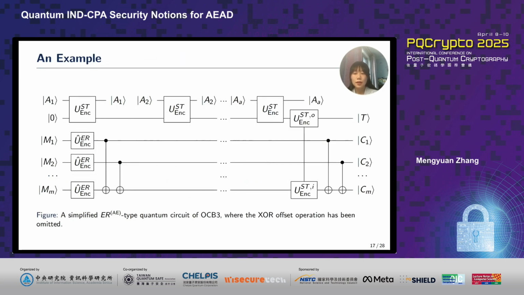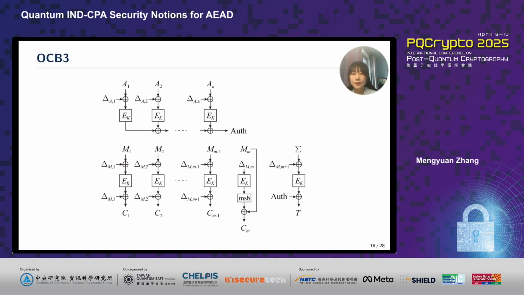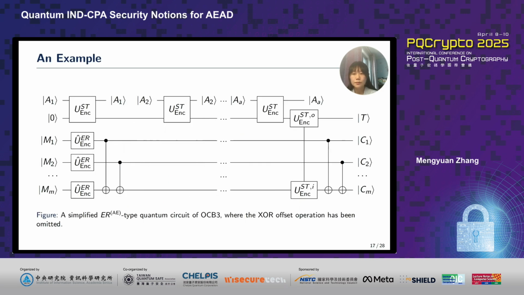This is a simplified ERAE type quantum circuit of OCB3, where the XOR offset operation has been omitted. And this is the algorithm of OCB3.